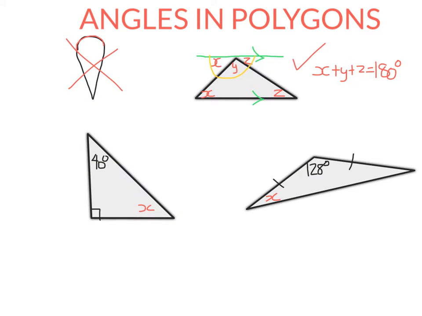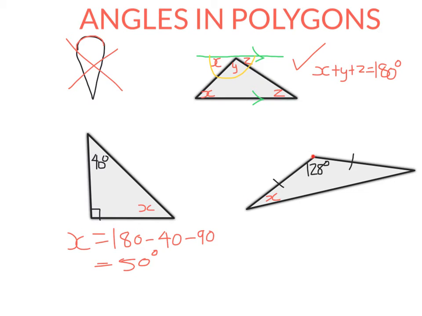So we can use this fact to find unknown angles in a triangle. Let's look at this one here. Finding X is actually really simple because I know that these three angles must add to 180. X will just be 180 minus 40 minus 90, which gives me 50 degrees. How easy is that?